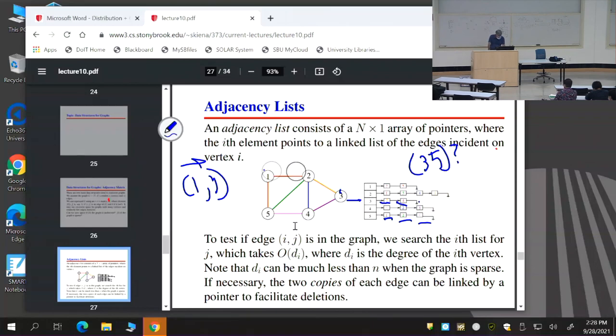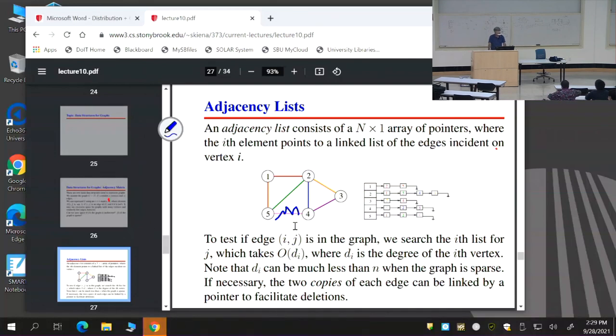Suppose I want to now delete the edge 4, 5 from the graph. What do I have to do to delete that edge? I go to the fourth list and say, where is 5? Splice that out. Go to the fifth list, where is the 4? Splice that out. Okay? Any questions?